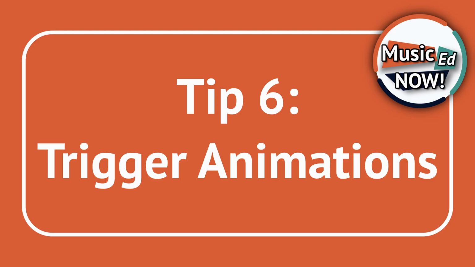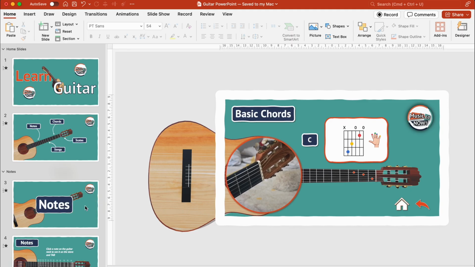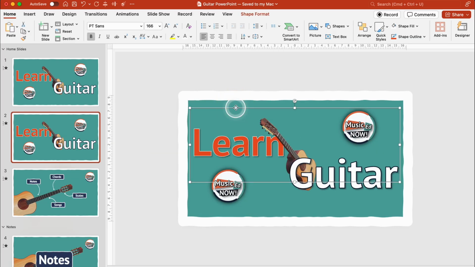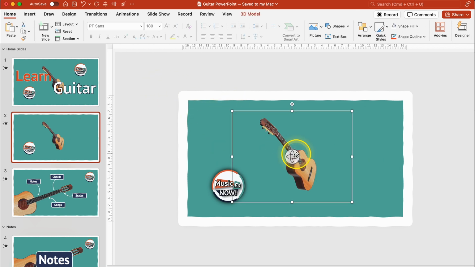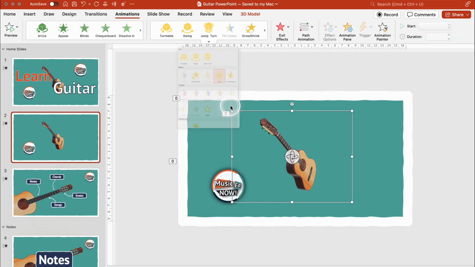And that leaves us with the very last tip, which is about trigger animations. For this one, I actually don't have anything prepared, so I'm going to build this right now from scratch. We're going to duplicate this first slide and delete everything that isn't the guitar. Select the guitar, and while it's selected, go to the animations tab, and let's do spin.